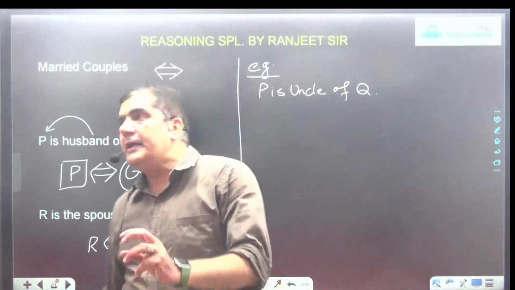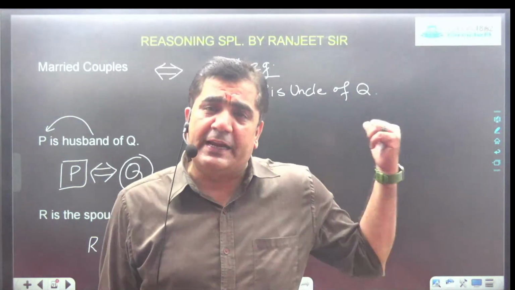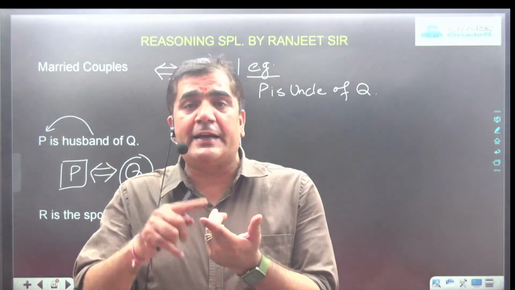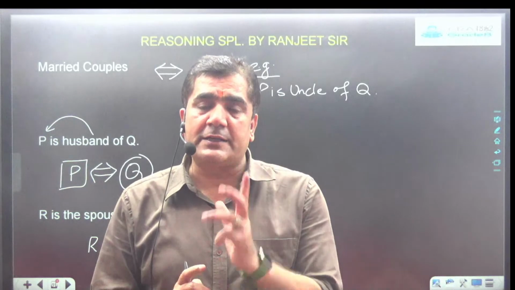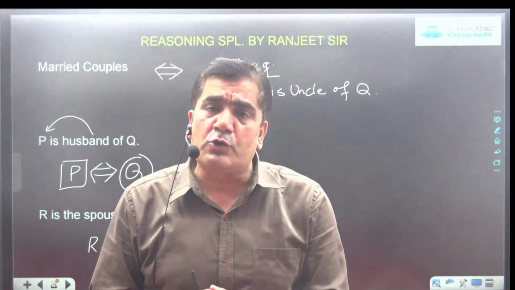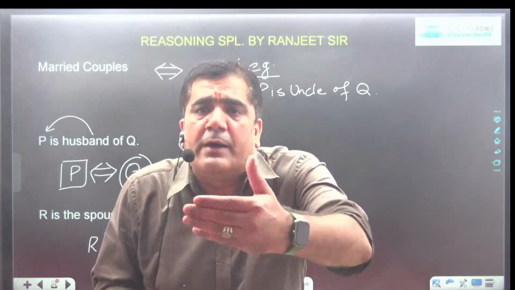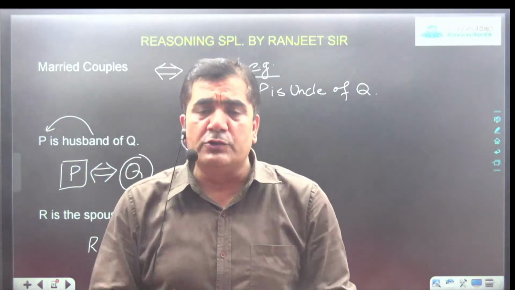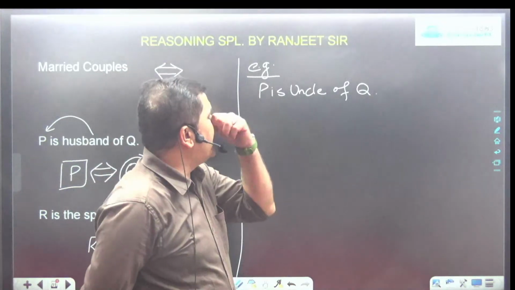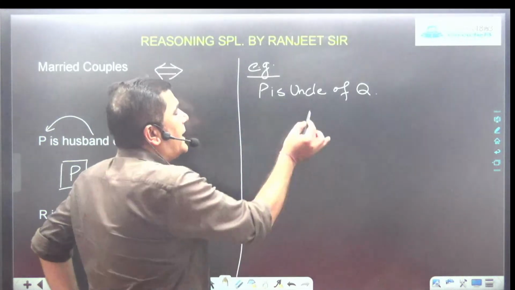Whenever any indirect relation is going to come, how do we plot it in the family tree? Indirect means some direct relation is going to come in between. And whenever any indirect relation comes, the best strategy is to always introduce yourself in the problem. Let's take an example. Suppose here they have given P is the uncle of Q. So who is the uncle? The uncle will be P.